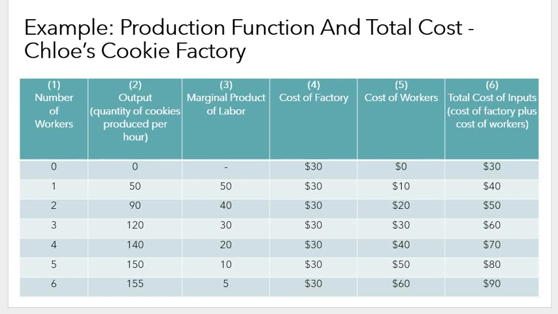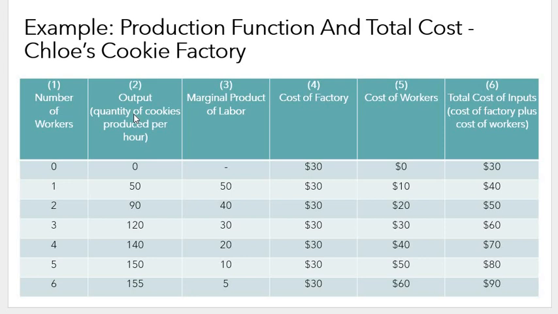All right, moving on, we're going to derive our production function and our total cost curve. This is a worksheet that is given to us with some information on the production and cost structure of an example from the textbook, Chloe's Cookie Factory. The first column lists the number of workers. Going down, we are hiring more and more workers. And the second column is the output.